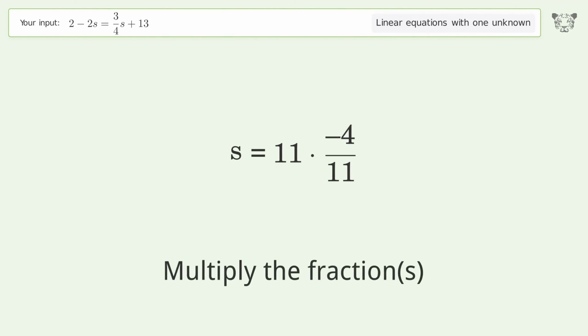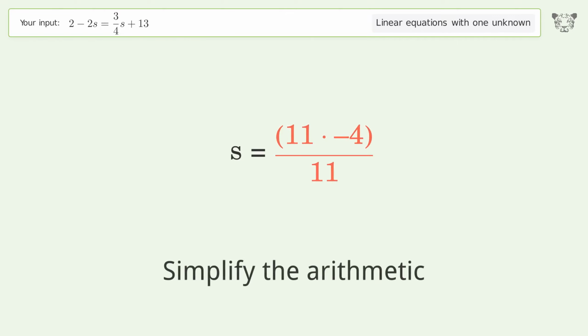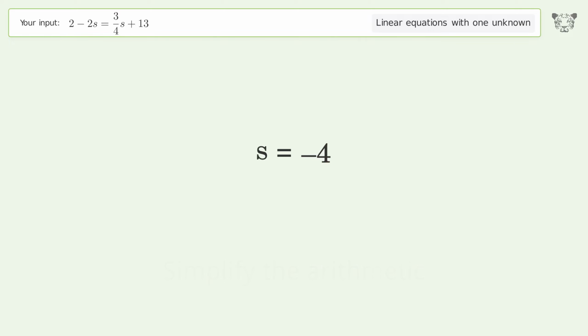Multiply the fractions. Simplify the arithmetic. And so the final result is s equals -4.